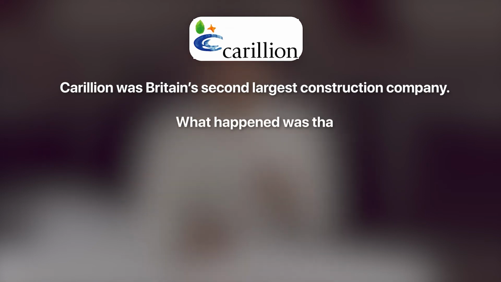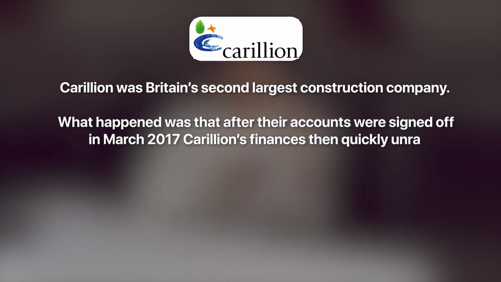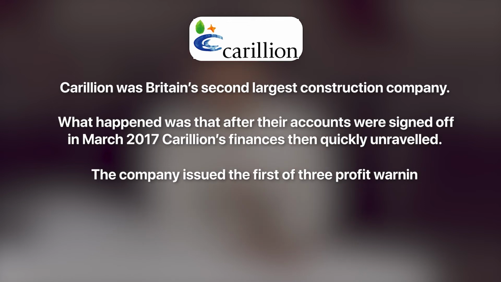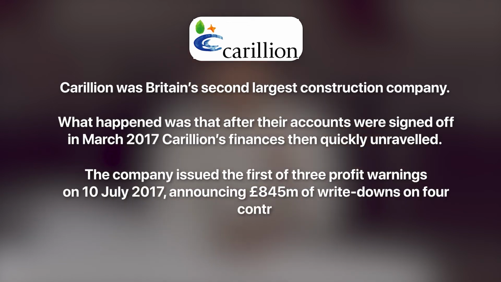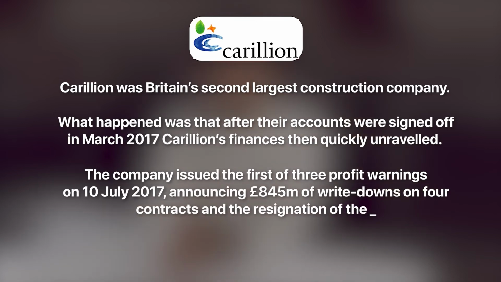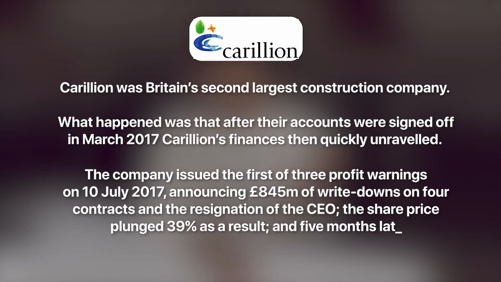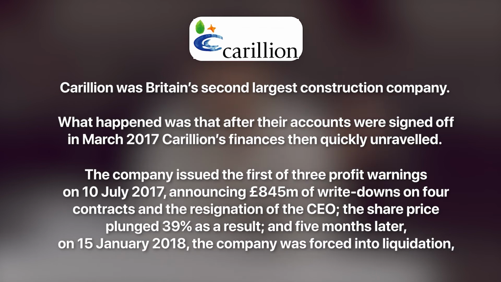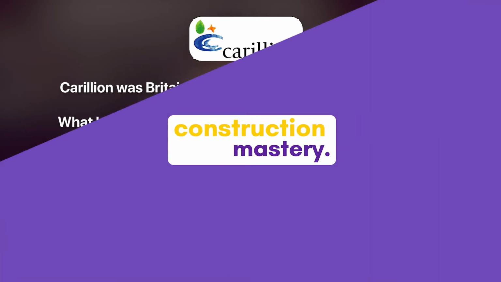What happened was that after their accounts were signed off in March 2017, Carillion's finances then quickly unraveled. The company issued the first of 3 profit warnings on the 10th of July 2017, announcing £845 million of write-downs on 4 contracts, and then the resignation of the CEO. The share price plunged by 39% as a result, and 5 months later, on January 15, 2018, the company was forced into liquidation with debts of more than 1.5 billion and only 29 million in cash in the bank. So what went wrong for Carillion?